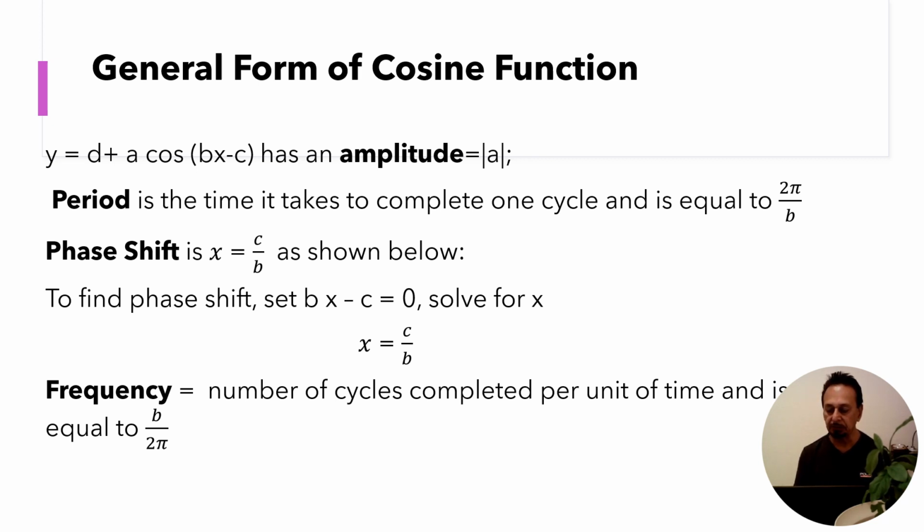The phase shift is c over b, and to find this phase shift, you set bx minus c equal to 0, and then solve for x, you get x equal to c over b. The frequency is the number of cycles completed per unit of time and is equal to b over 2 pi. So it looks like this is the reciprocal of the period.